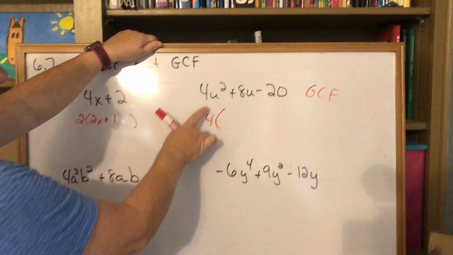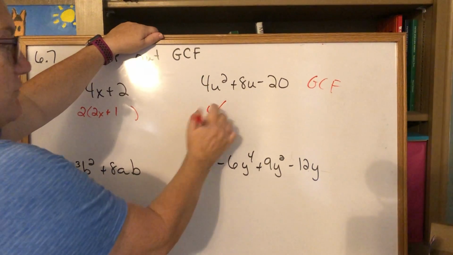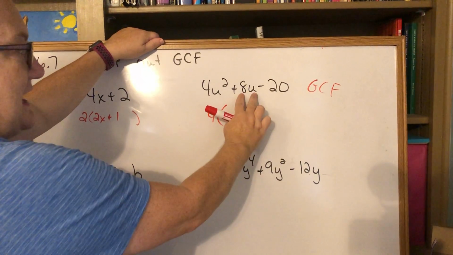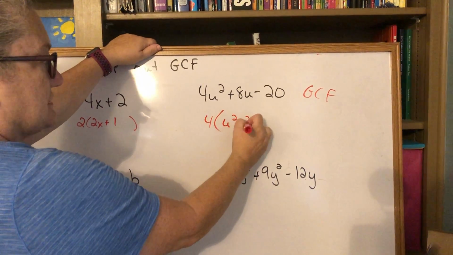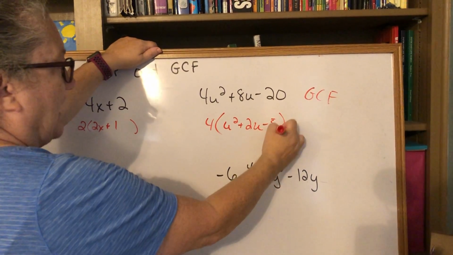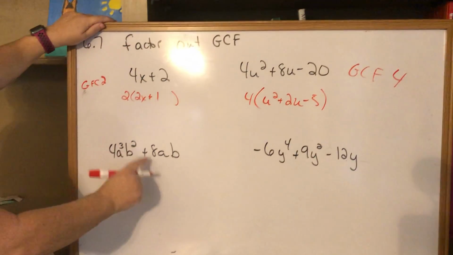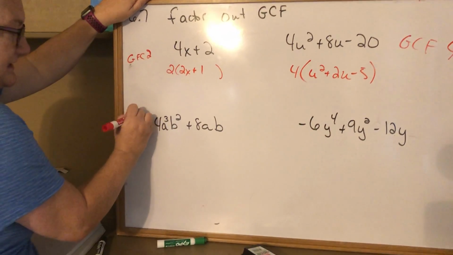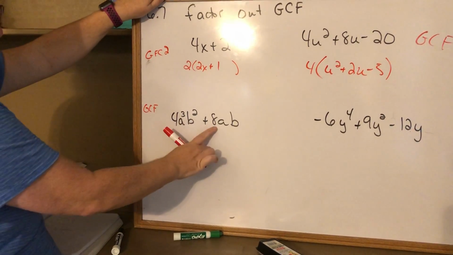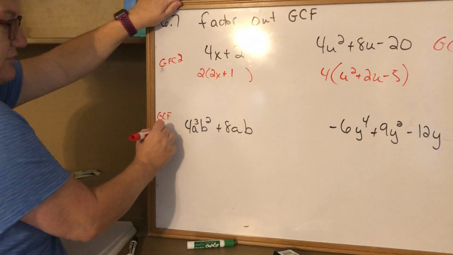So I'm going to divide all these terms by 4. So 4u squared divided by 4 would just be u squared. 8u divided by 4 would be just 2u. And then negative 20 divided by 4 would be negative 5. Okay, so my GCF was 4. Down here on this next example, they're both divisible by 4, because we have 4 divided by 4, 8 divided by 4, so the GCF will be 4.